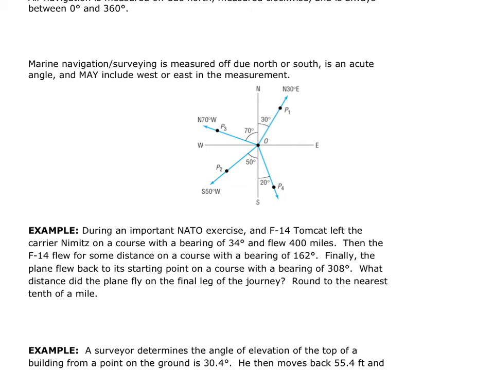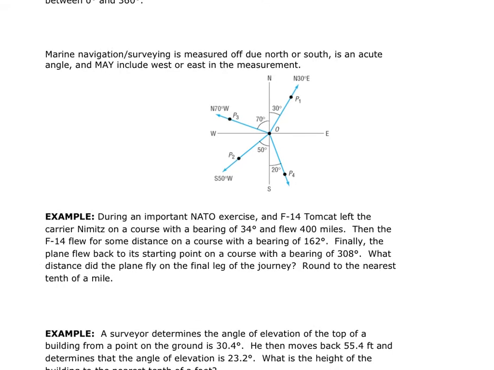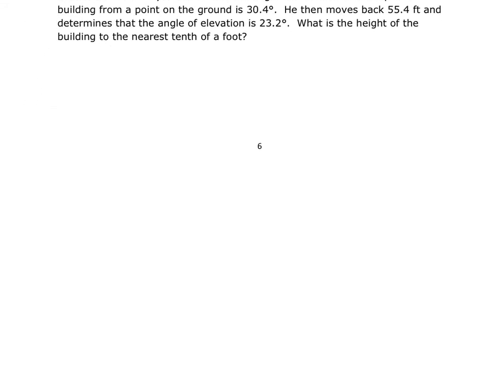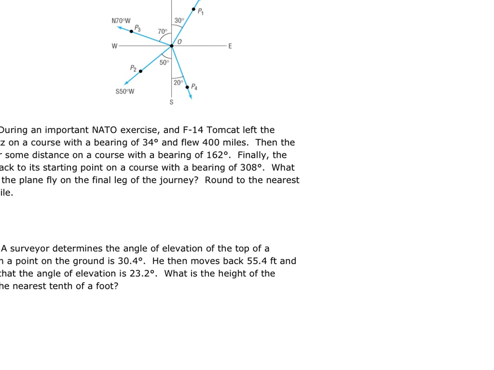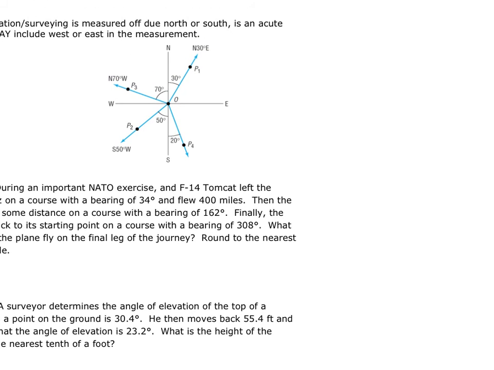So we're going to start out with our first example here, which is the NATO exercise, and that's it. We only have these examples. We have this Tomcat that left the Nimitz carrier on a course bearing 34 degrees. Remember, it is off of the north, always. Everything's off of the north. Here's the north, and it's 34 degrees off of the north. And the distance I'm going to travel, like the radius, is 400 miles.